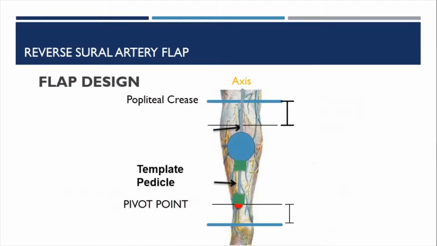As illustrated here in cartoon format, the skin paddle corresponding to the size and shape of the wound is designed on the posterior aspect of the leg, and this flap will be elevated along with an adipofascial pedicle surrounding the blood supply to the flap, as illustrated in green here.